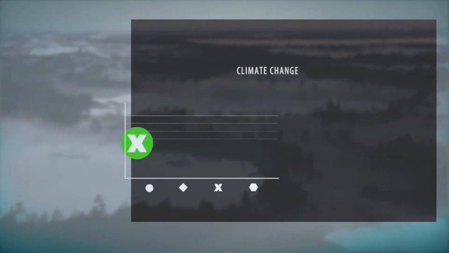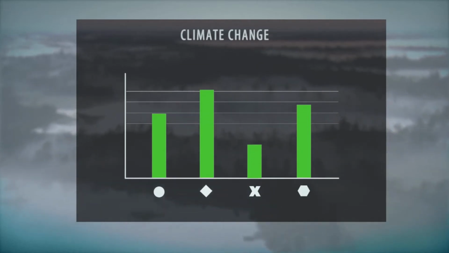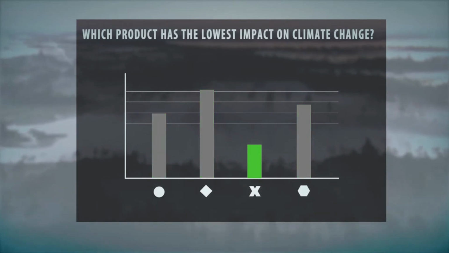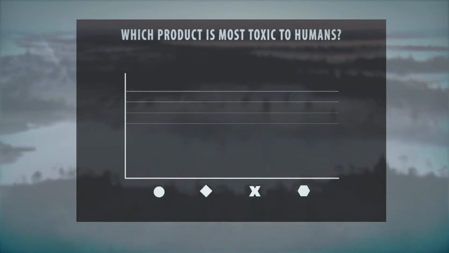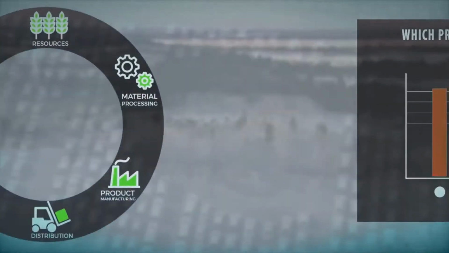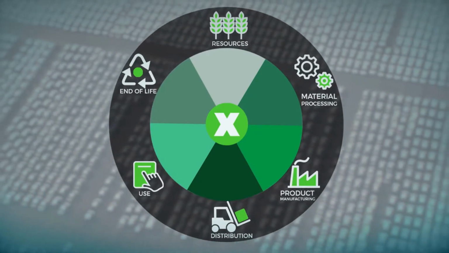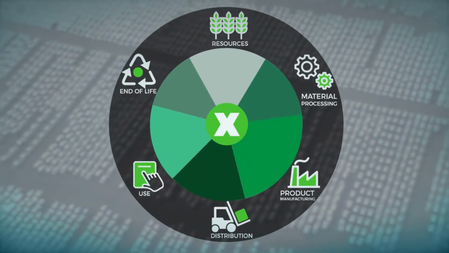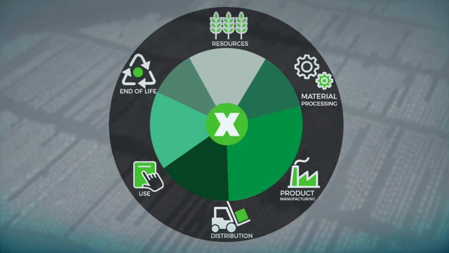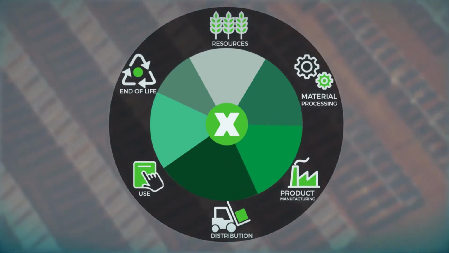This way, products can be compared by using specific environmental themes. This allows us to answer questions like, which product has the lowest impact on climate change? Or, which product is most toxic to humans? Life cycle assessment shows in which life cycle stage environmental impacts are highest, and can even assess individual steps in the production process. This way, companies can decide how to improve the environmental performance of their product.